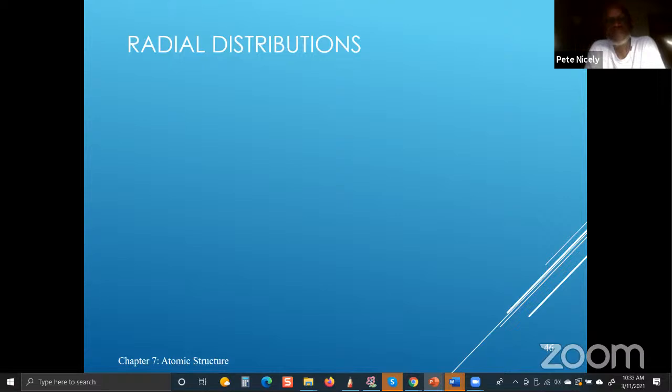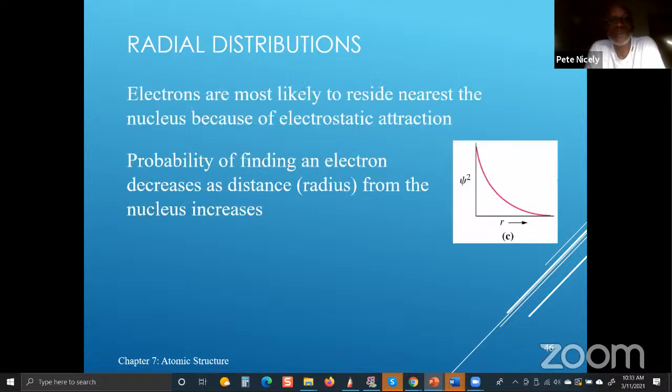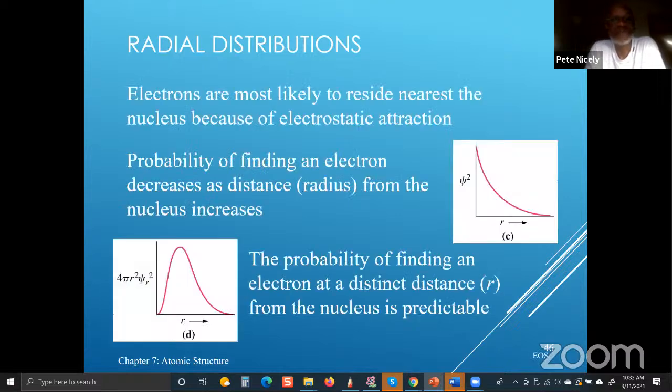In terms of the 3-dimensional space or arrangements of these orbitals, in any case, electrons are most likely to reside nearest to the nucleus because, of course, the electrons are negatively charged and the nucleus has protons which are positively charged. So there will be some electrostatic attraction between those particles. Now, as you go away from the nucleus, the probability of finding an electron decreases. And that is what is being shown here.